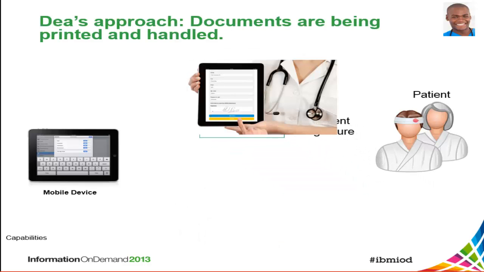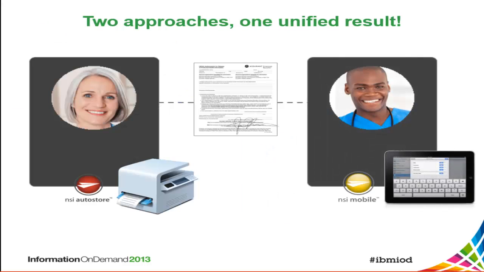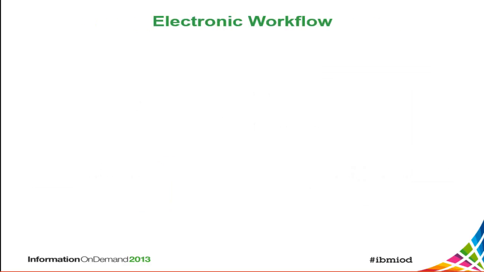In this case, the digital signature gets overlaid onto an already existing electronic PDF, and that too gets uploaded into the same workflow as if it had been scanned, taking advantage of the DataCap, FileNet, content management, and case management workflows. So we have two approaches. One uses paper with Dee, and the other uses electronic with Joel, but both come to the same ultimate result of making it very easy to process content and get it into the workflow.